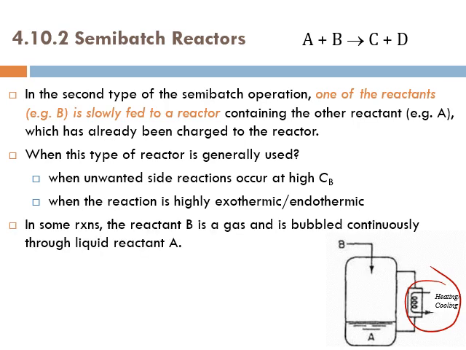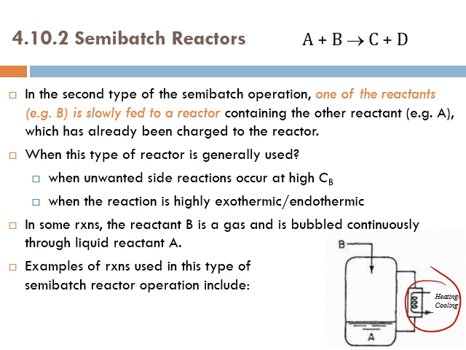In some reactions, the reactant B is a gas and is bubbled continuously through liquid reactant A. So in this case, we also have a semi-batch reaction where one of the reactants is added. Examples of reactions used in this type of semi-batch reactor operation include ammonolysis, where you're adding ammonia, chlorination, where you're adding chlorine, and hydrolysis, reaction with water.